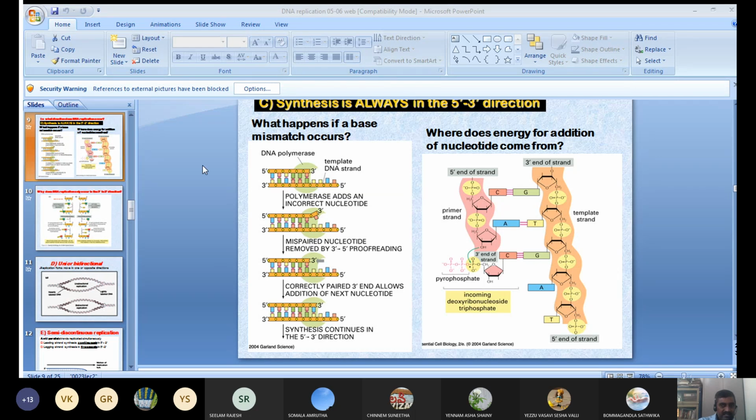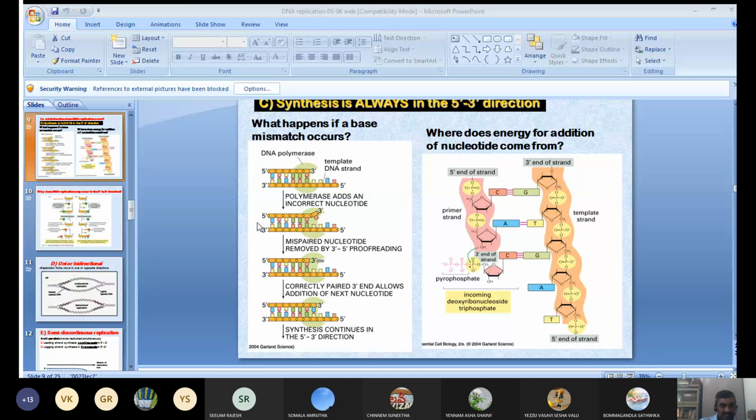So let's imagine this is the template strand. In this figure, this one is the template strand. When it is 3' to 5', the other strand will always be synthesized in the 5' to 3' direction only. So when the template strand has 3', the 5' is the beginning, and then it will continue like this, right?